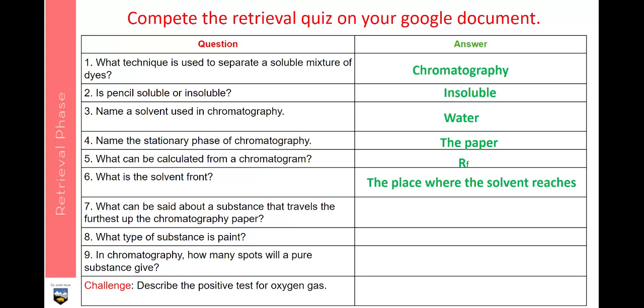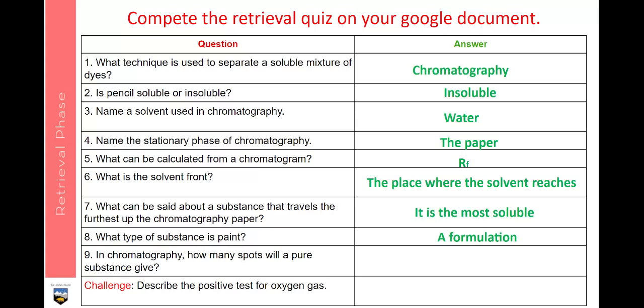What can be said about a substance that travels the furthest up the chromatography paper? Well, if it travels the furthest up, it must be the most soluble. Paint is a formulation. Remember, a formulation is a mixture where the components have been carefully measured and mixed in specific quantities to make a useful product, such as paint.